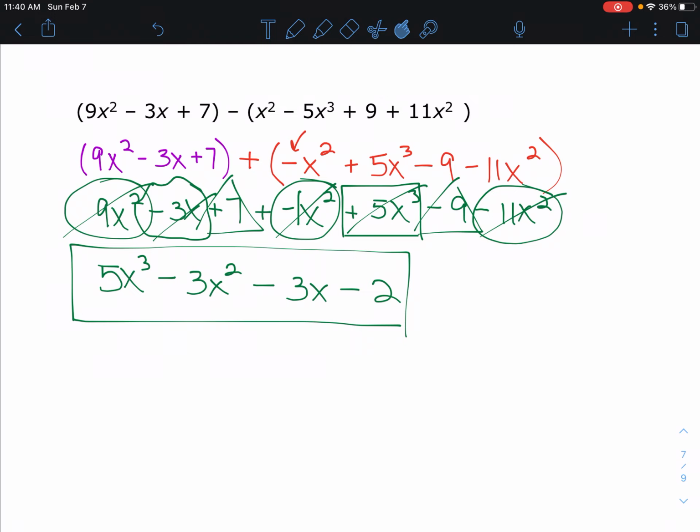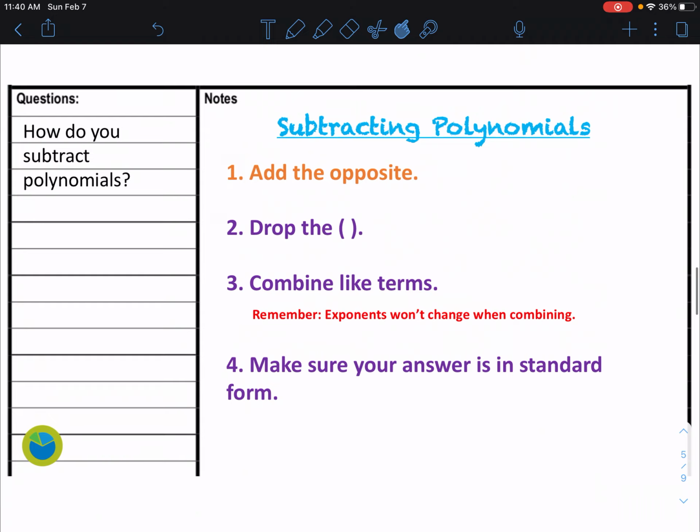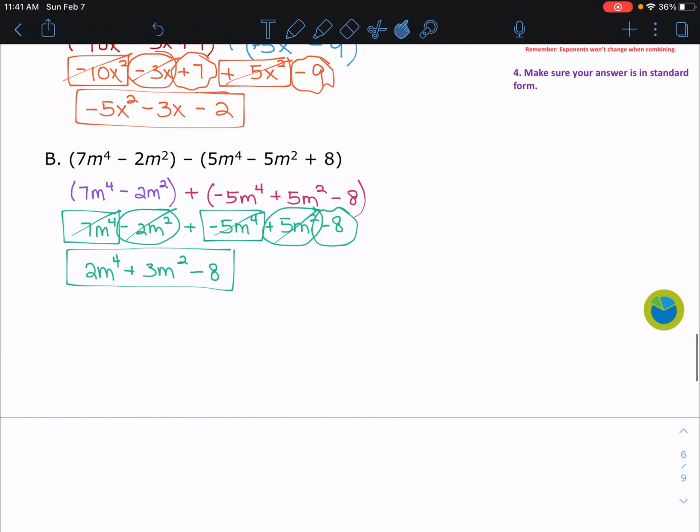Okay, once again, your steps to do this. Subtracting polynomials. Add the opposite. Be careful when you're doing this. Copy the first one, change it to addition, and then make sure you change the signs on everything else in the second polynomial. Drop the parentheses, combine like terms, and then don't forget to make sure your answer is in standard form at the end.